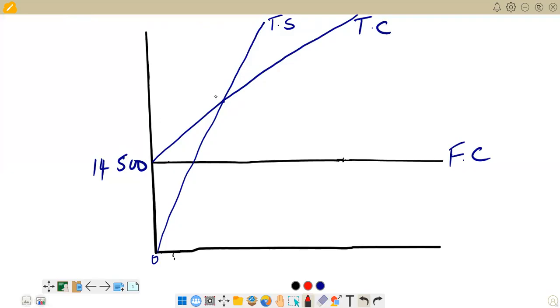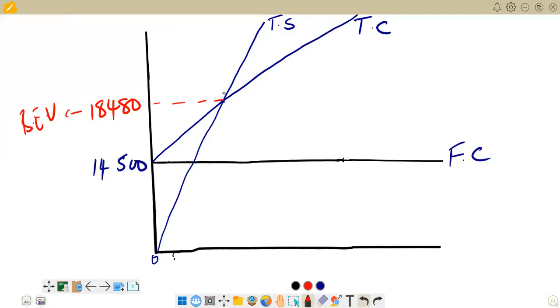And we know that the break-even point, according to the calculations that we made, was 18,480. So this is going to represent 18,480 here. That was the break-even value.